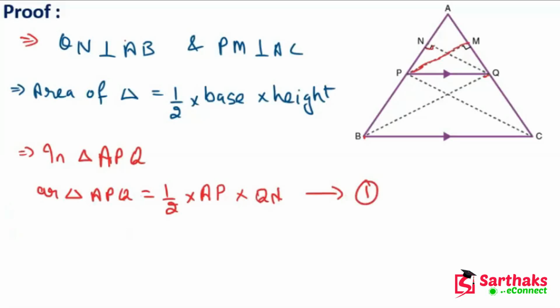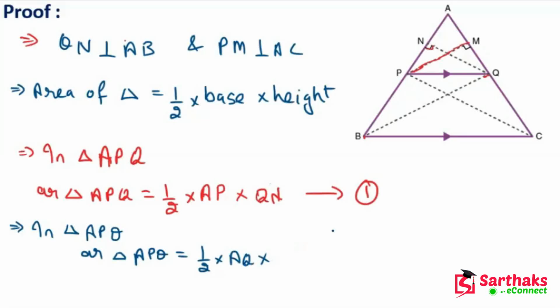Now again in triangle APQ, the area of triangle APQ is equal to half into, we are taking base as AQ, multiplied by height PM. So this is our second equation. I hope you get this point.